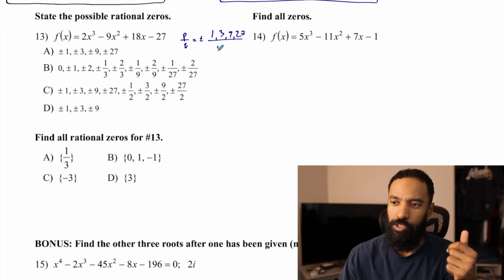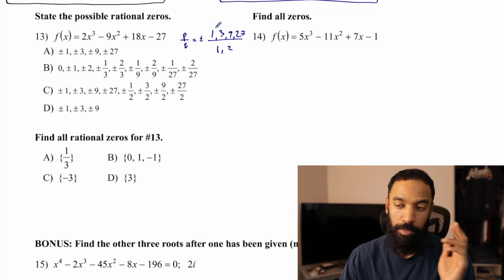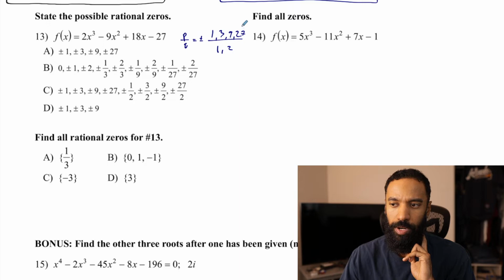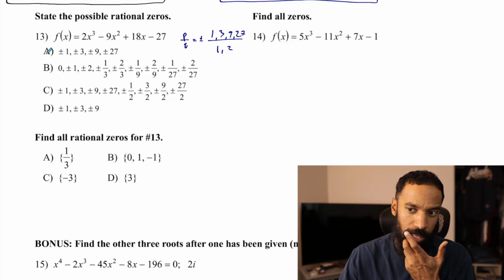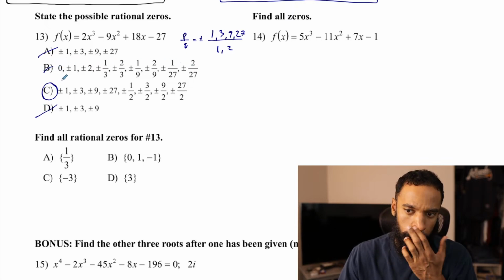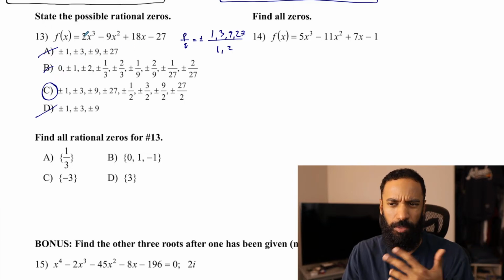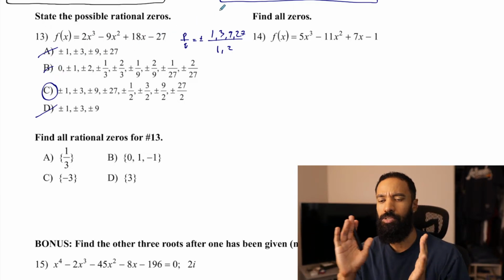And then factors of 2 are 1 and 2. So our list should be plus or minus, for all of them, plus or minus 1, 3, 9, and 27, plus or minus 1 half, 3 halves, 9 halves, 27 halves. That's not A, that's not B, it's C, and not D, right? Couldn't have ever been B, because 0 is not one of our possible rational zeros.